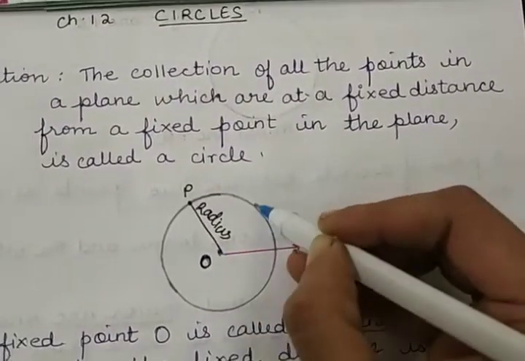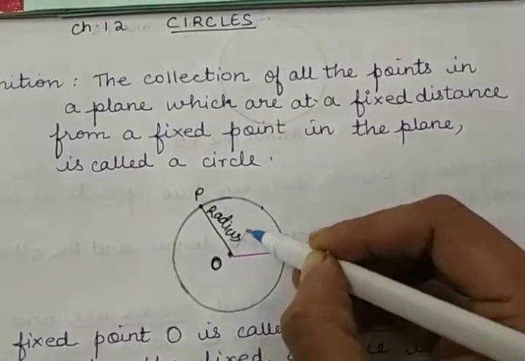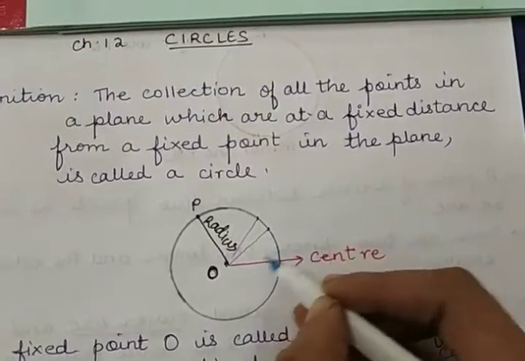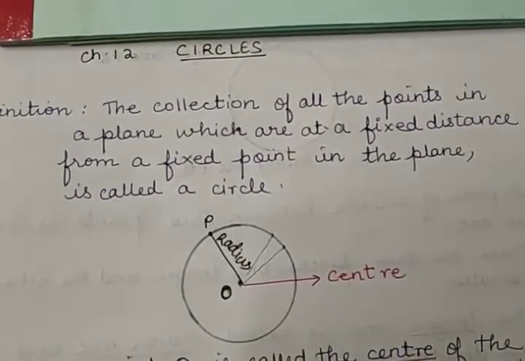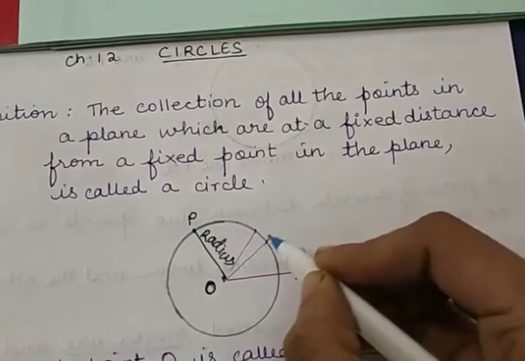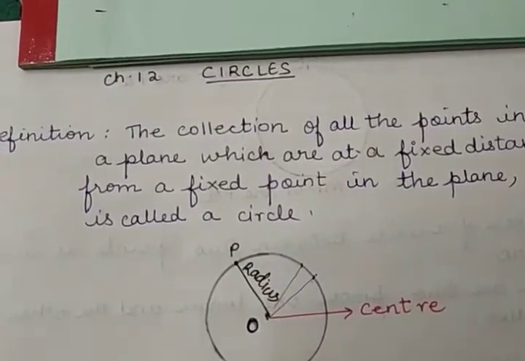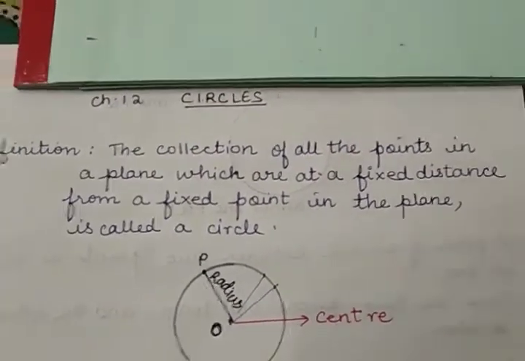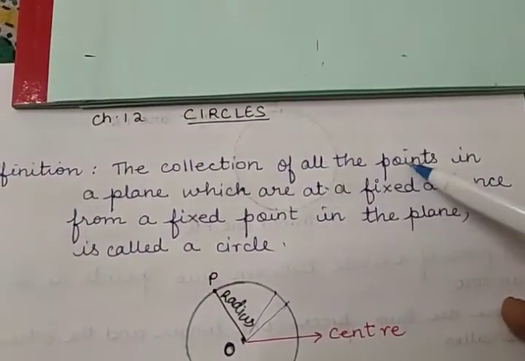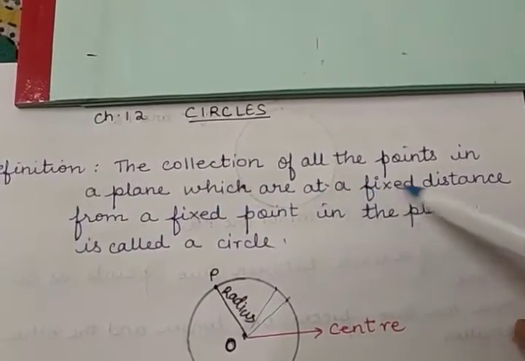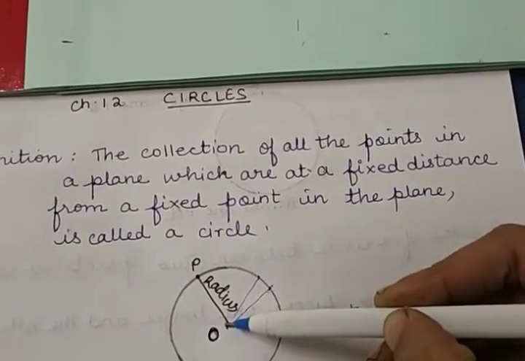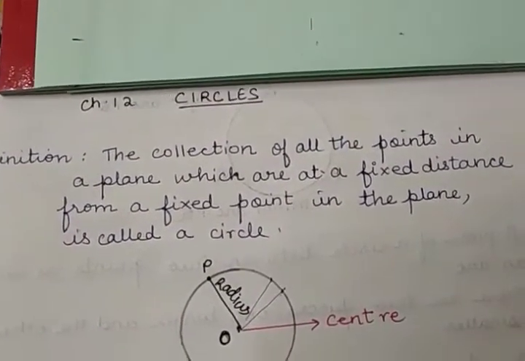So you have this point. If you take a point here, whatever distance you get here will be the same as the distance of this point here. So any point that you take on this plane, you will see the distance of this point from this fixed point will be the same. Then this collection of such points will give you what is called a circle. So we'll see what the definition is. The definition says the collection of all the points in a plane which are at a fixed distance from a fixed point in the plane is called a circle.